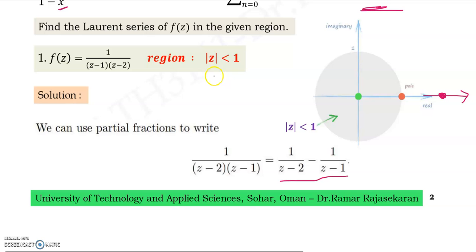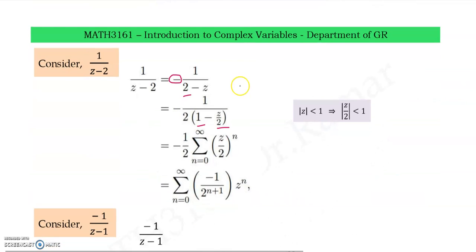For that, see the region given in the question. Find the Laurent series of this function in the region modulus of z less than 1. This is very important. What is given in the question, the region: modulus of z less than 1. So I can say that modulus of z over 2 is also less than 1. See here, modulus of z is less than 1 means half of this value is definitely less than 1. So I can write modulus of z over 2 is also less than 1.